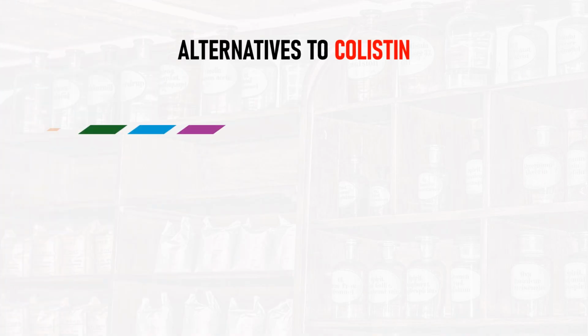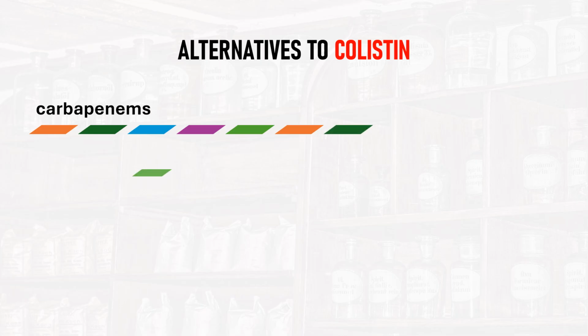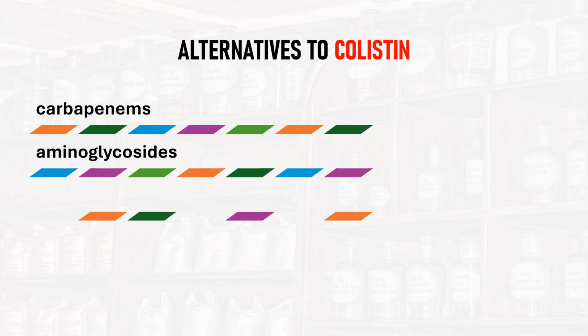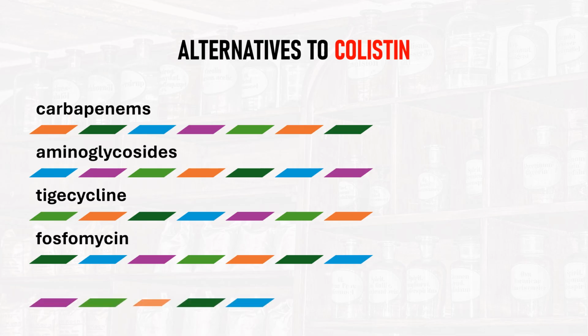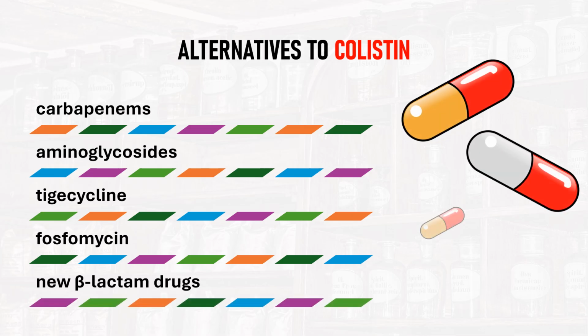Alternatives to colistin. Alternative antibiotics include carbapenems, aminoglycosides, tigecycline, fosfomycin, and new beta-lactam agents. However, for infections caused by extremely resistant bacteria, colistin may remain the only effective drug.